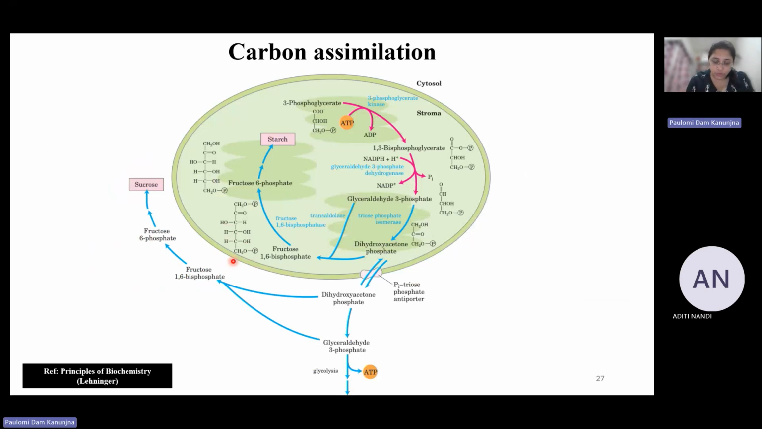This is what is taking place in the second stage. You have the 3-phosphoglycerate here. It is converted to glyceraldehyde 3-phosphate via the intermediate 1,3-bisphosphoglycerate. Then this glyceraldehyde 3-phosphate is converted by triose phosphate isomerase and forms DHAP. This DHAP can shuttle out into the cytosol, where it can be used to synthesize sucrose, while if it is in the stroma, it can be utilized to make starch or other compounds, as we will see. So glyceraldehyde 3-phosphate and DHAP are what begin all the other reactions.